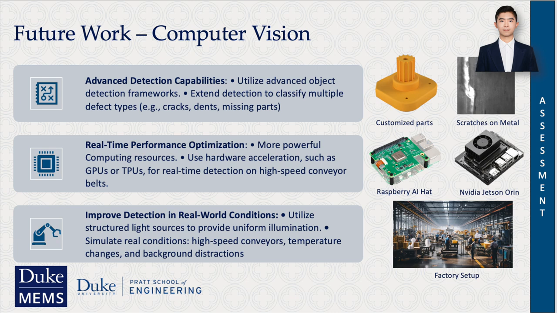As for the Raspberry Pi, they released the AI HAT, which is supposed to be better for machine learning or AI. Or we could use NVIDIA Jetson Orin, which is an advanced version of the Jetson, that can be utilized for machine learning. And also, we want to improve our detection in real-world conditions because in a factory setup, we will want to utilize a structured light source to provide uniform illumination. Also, we want to simulate real factory conditions with high-speed conveyors, temperature changes, and background distractions. We want to handle that in the future as well.